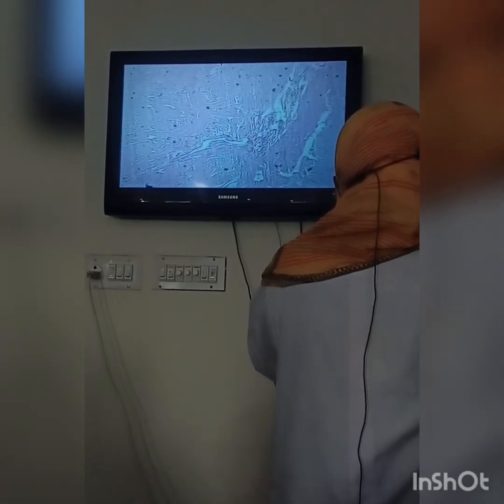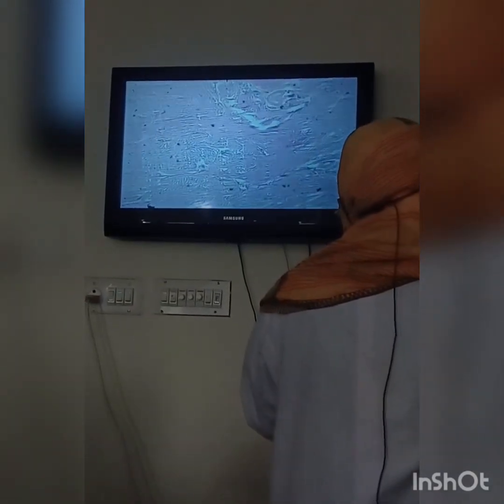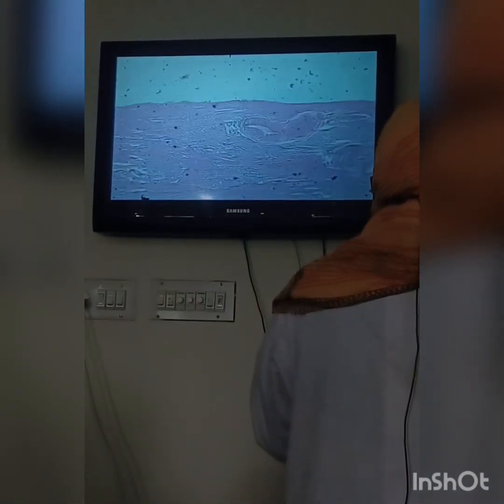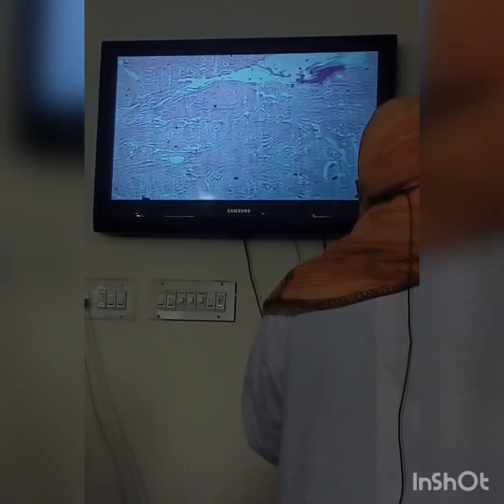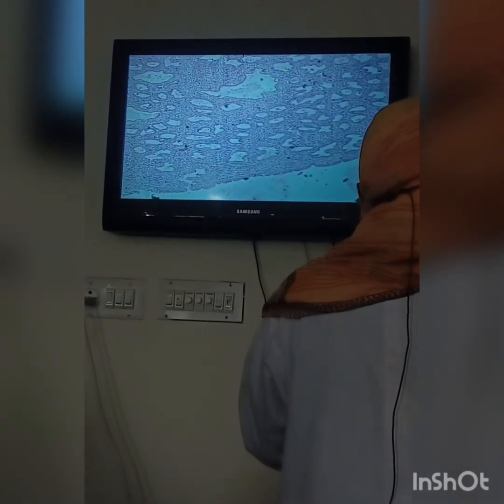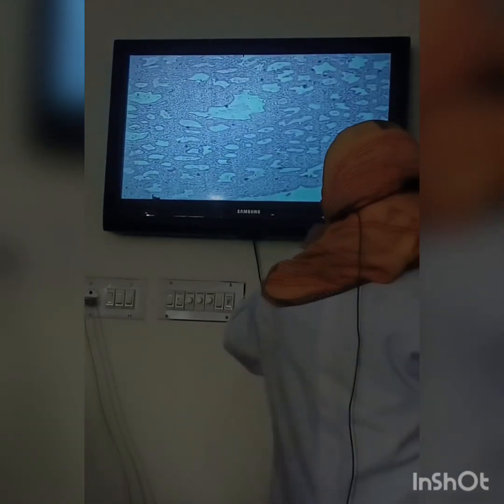From one end we have to start searching. This is whole myometrium. Let's see how we'll be able to differentiate. Let's find one end. Yes. Now this is endometrium. Okay, can you see that?